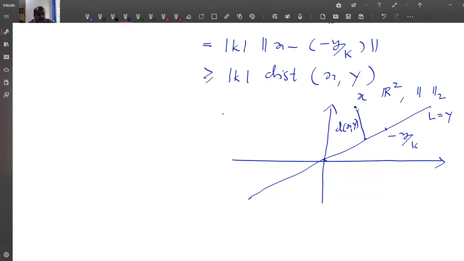And you know that this vector is actually x minus minus y by k. So shift that vector to the origin, and you get this vector, and its norm is the distance from the origin, so its norm is norm of x minus minus y by k. The distance from x to minus y by k is this distance, the same as this distance, and we can see that norm of x minus minus y by k is greater than or equal to the distance between x and Y.